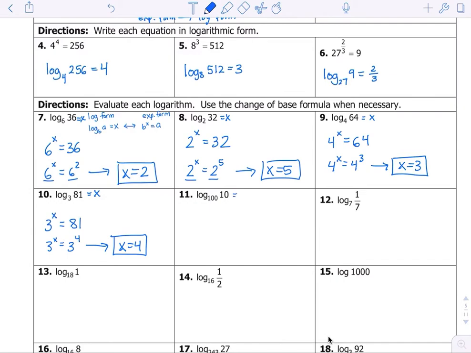Alright, for this one, set it equal to x. So base to this has a power, so 100 to the x is equal to 10. Well, we could change the base of 100 to be a base of 10. So base 10 squared x equals 10. This is to the first power, right? So that's going to be 2x is equal to 1. Divide both by 2, x is going to equal 1/2.